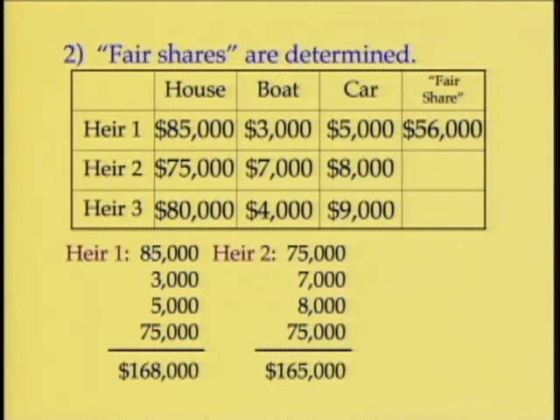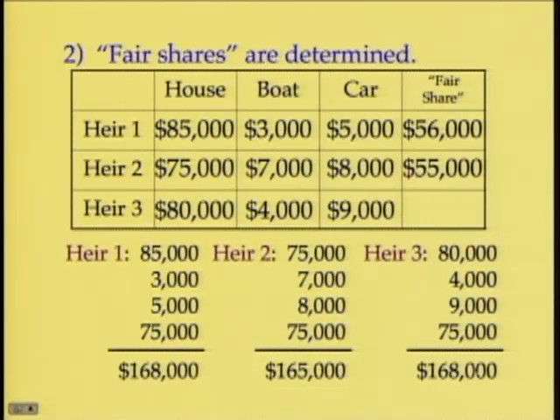So we do this across. We add everything up, divide by 3. Add everything up, divide by 3. They're being fairly consistent here, but they're not identical, and that's kind of important. But this is what every one of them should consider a fair share of the estate.